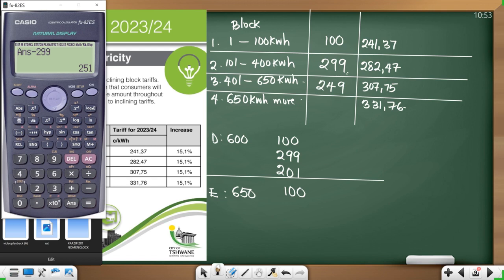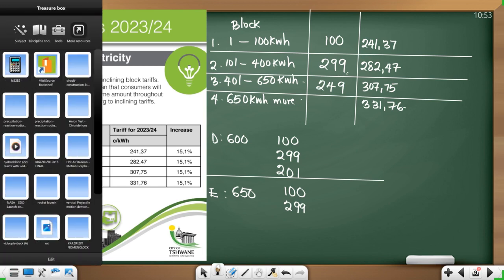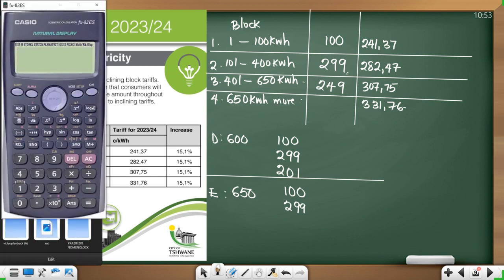So that means they used all their 299. Take note of the answer remaining. But 251 is bigger than 249. We said 251, right? Let's do that again. We said 650 minus 100 gave us 550. 550 minus 299. Now, we are in the third block. But in the third block, you can only use 249.